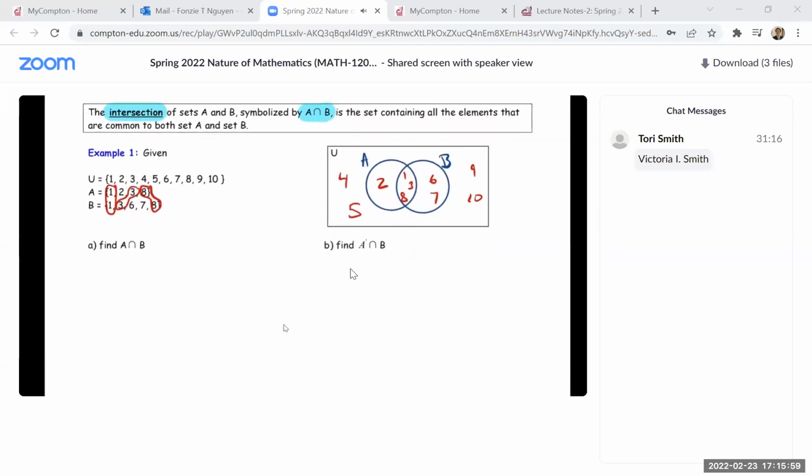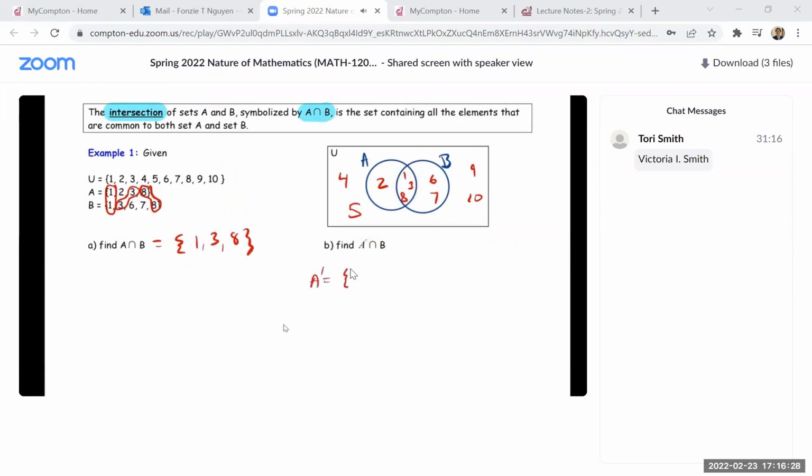Now we can find the intersection. Anybody know what the intersection would be? 1, 3, 8. Yeah, very good guess. Yep, 1, 3, 8. That's the intersection. All right, now they want the intersection, but they want the intersection of the complement. See the little apostrophe? So first, let's find out what's inside of the complement.